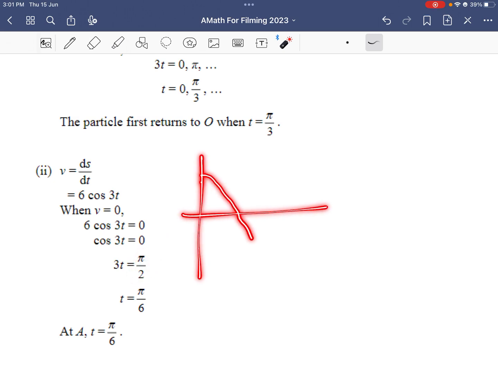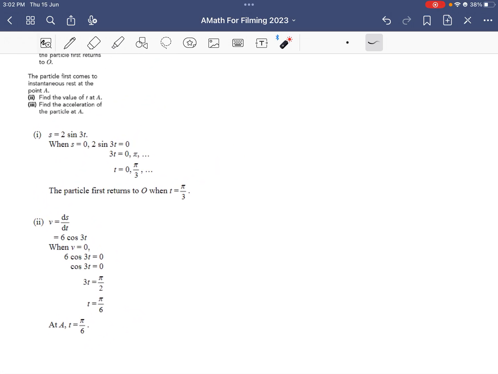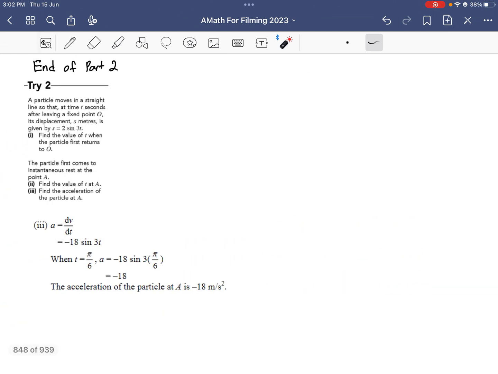How do we get pi over 2? If you remember, where is the cosine graph equal to 0? The first time round, it occurs at pi over 2. Then the next time round is 3 pi over 2. So hence 3t is pi over 2, and the time t is equal to pi over 6.